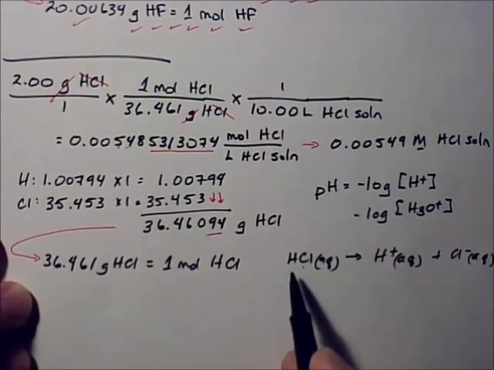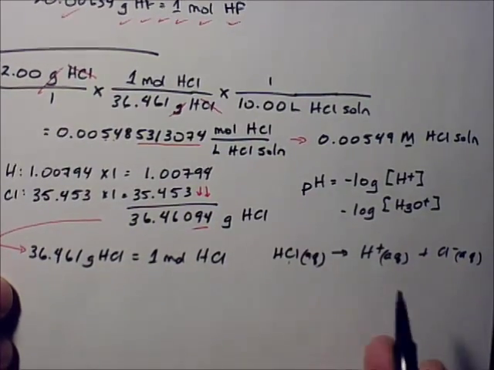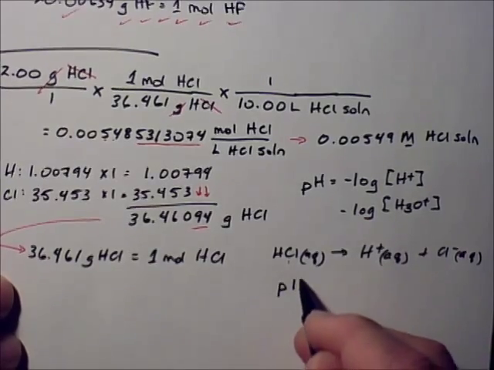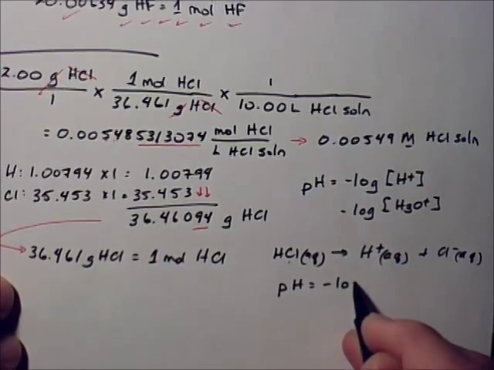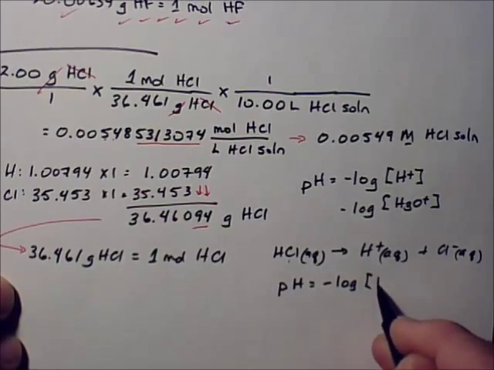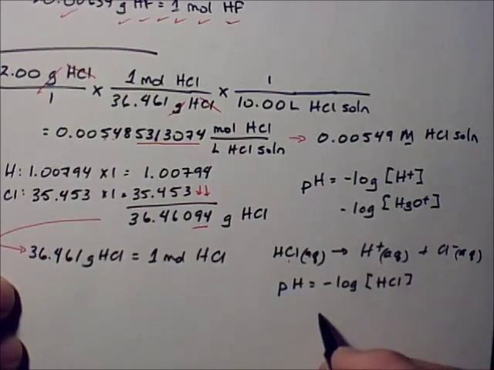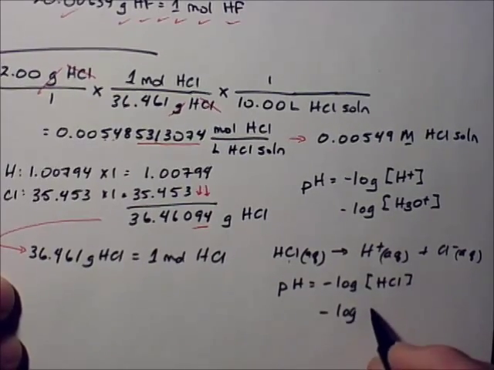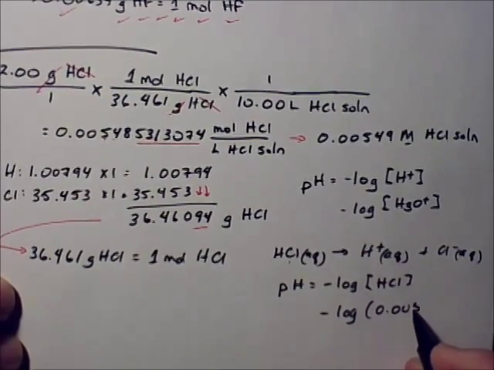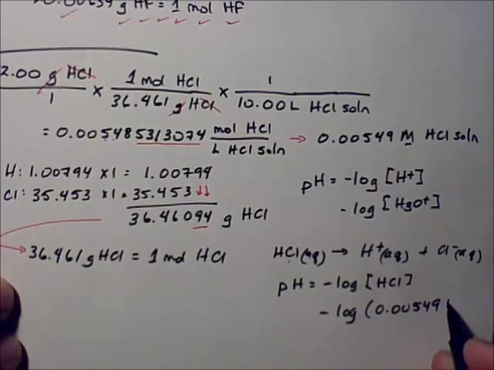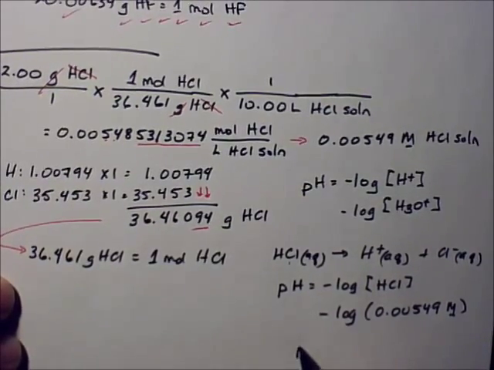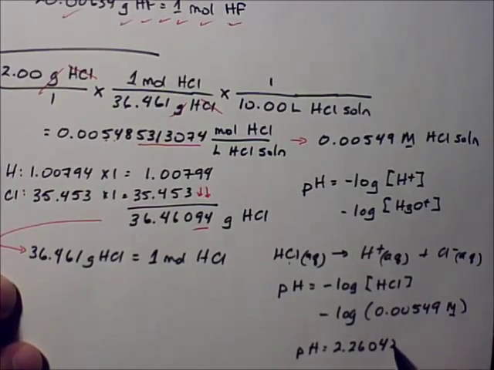So because it's a strong acid, because I've got just one proton, then we can calculate the pH this way, only in this case, or in cases like this. So negative logarithm of 0.00549, and we find the pH to be 2.260427, and then 5 goes on and on and on.